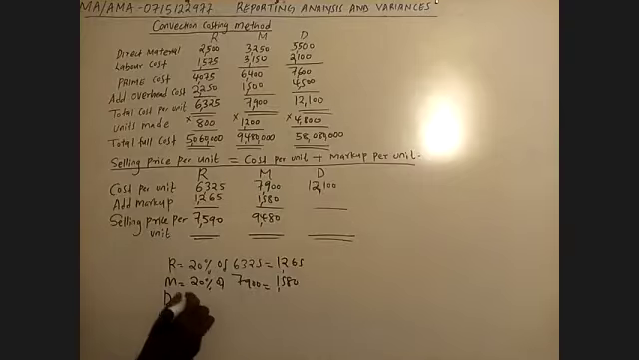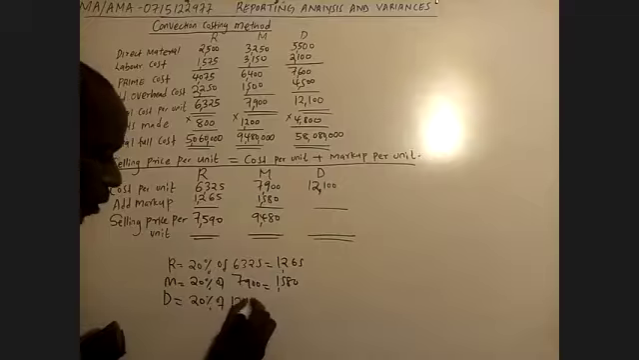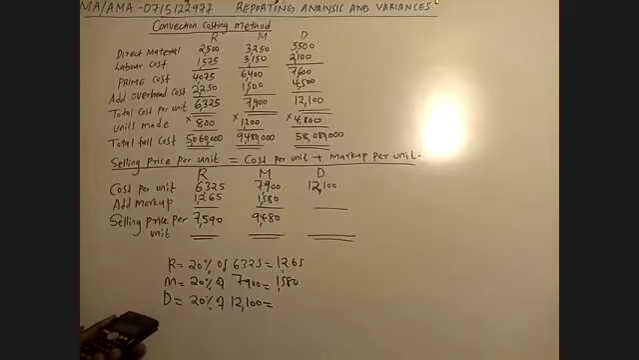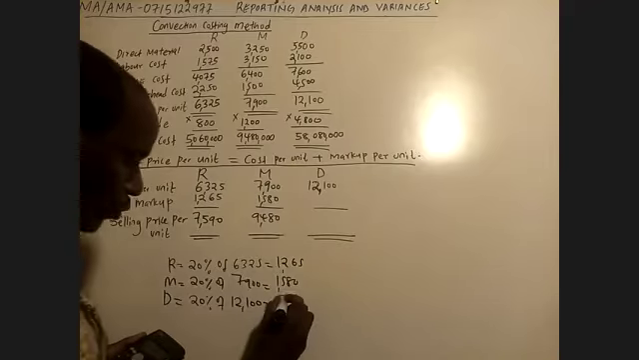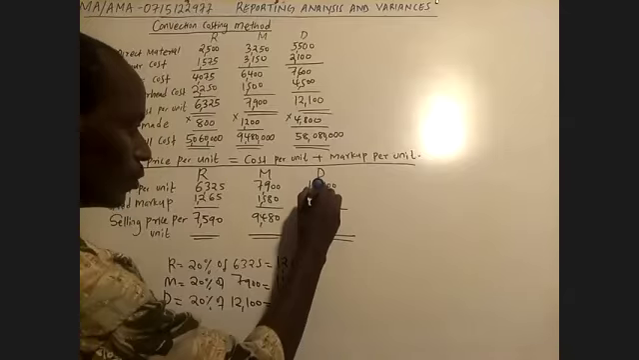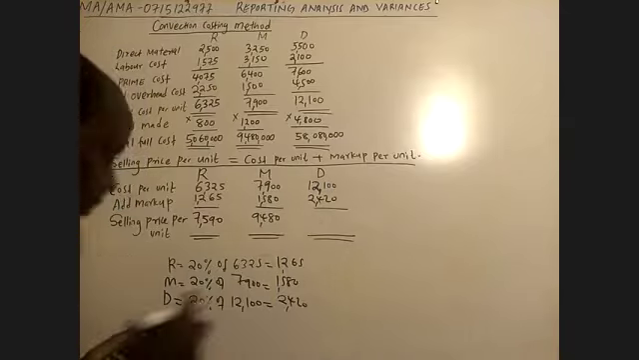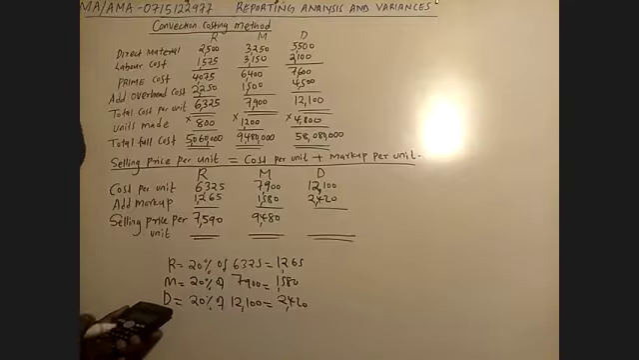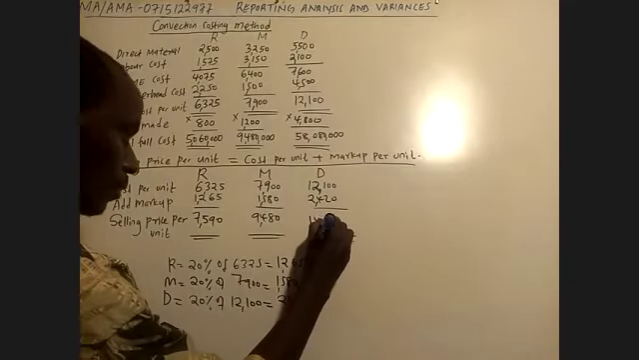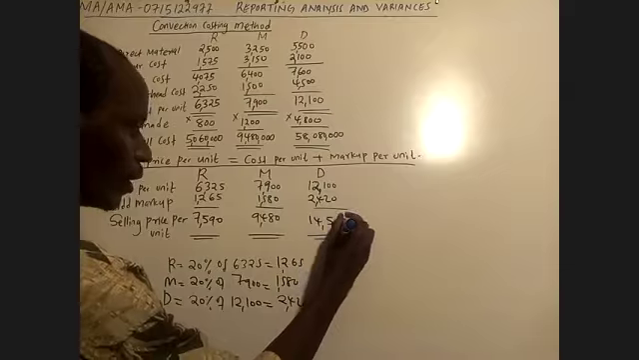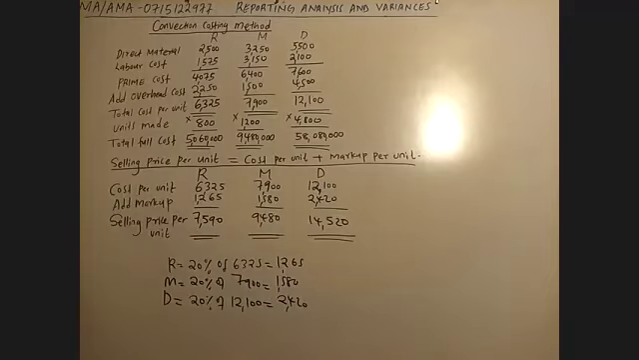Then for D, 20% of 12,100 is 2420, so 12,100 plus 2420 is 14,520. So that is the conventional costing.